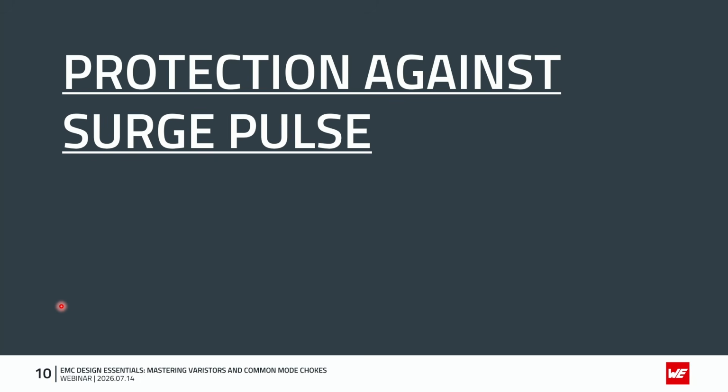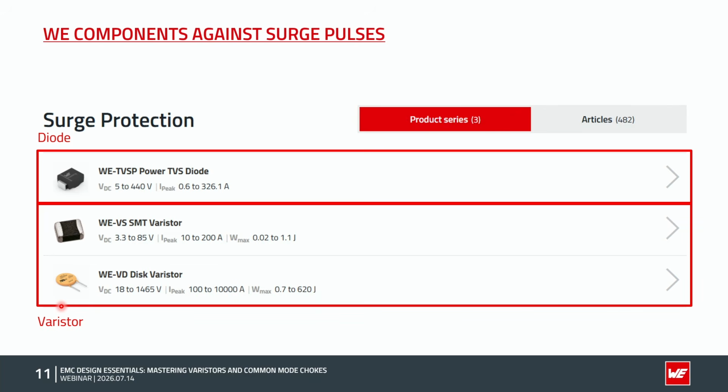Okay, now let's look at all the protection components against the surge waves. Here we have an overview of the surge protection components. On the right, we have the TVS diode. It's an SMD component. It's smaller and its clamping region is relatively narrower.